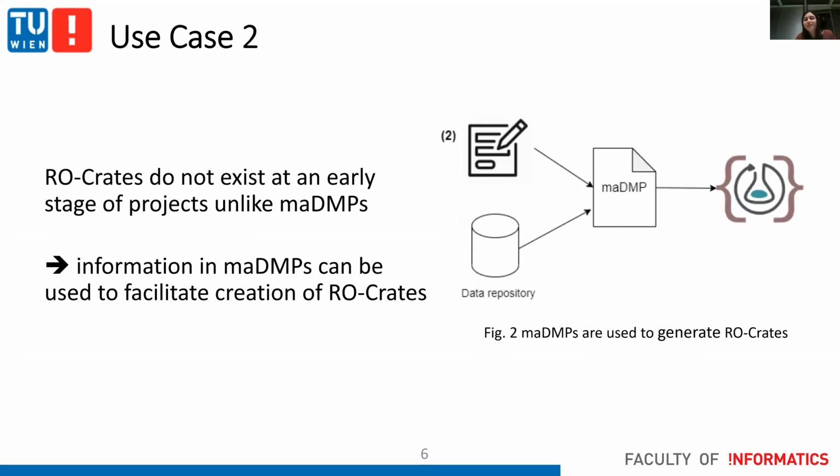So as mentioned earlier, the first use case is about the use of RO-Crates to generate parts of maDMPs. And the second use case treats the other way around. Since maDMPs are created throughout the life cycle of the research, they can be used to facilitate the creation of RO-Crates. This is because maDMPs can describe future actions, for example what data will be created, which license will be assigned, who will produce it, and so on. So this initial information can be added to RO-Crates that will later on be updated with further information when the actual data is created.